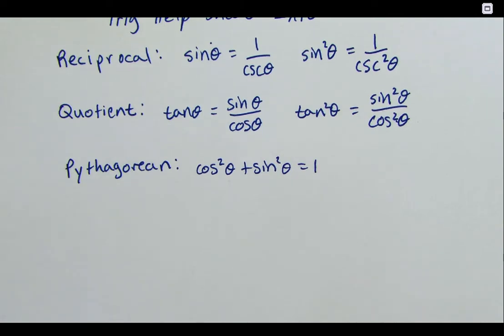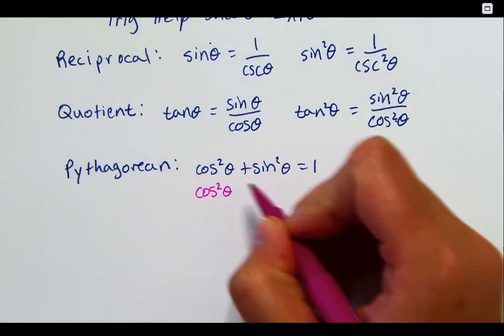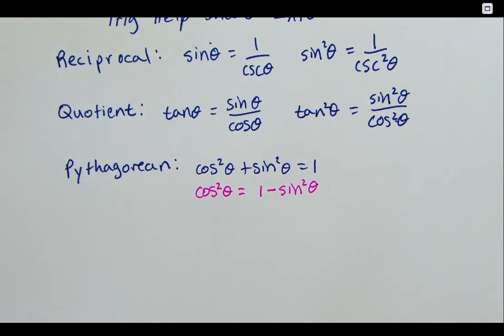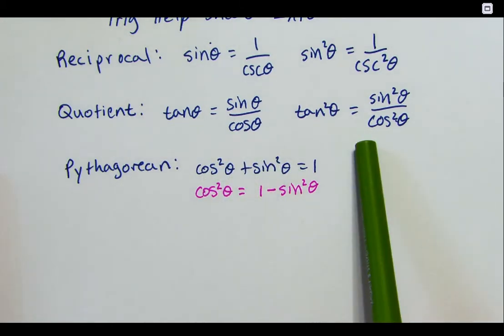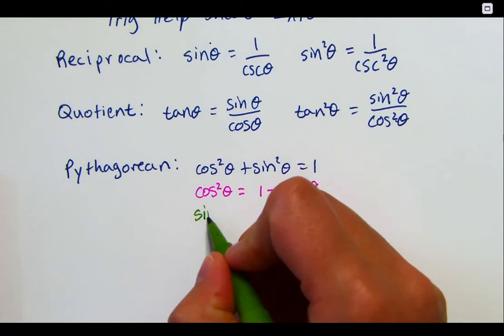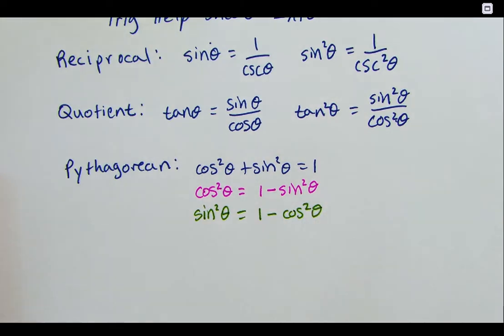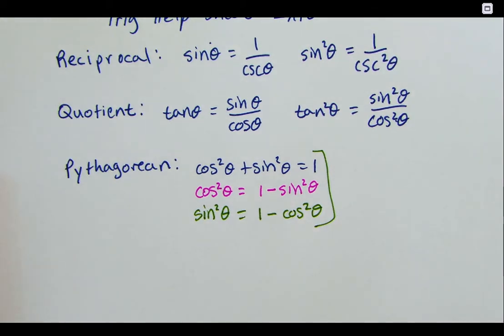So for example, let's say that I wanted to solve for cosine squared. To do that, I would subtract sine squared over, and that would give me cosine squared theta equals 1 minus sine squared theta. Or let's say I wanted to get my sine squared alone, then I can subtract that over. So we can make the assumption that sine squared theta would be equal to 1 minus cosine squared theta. Okay. So these three are equivalent to each other.